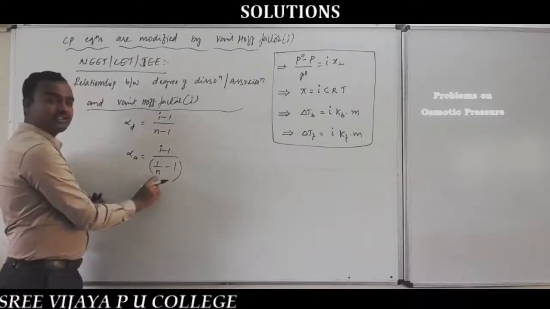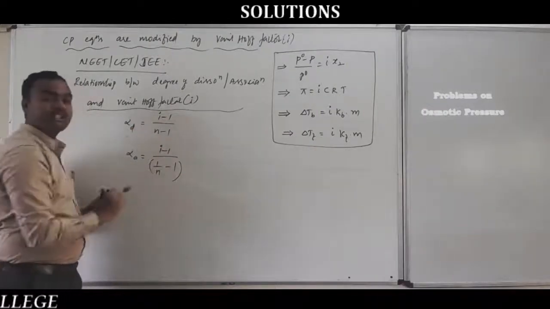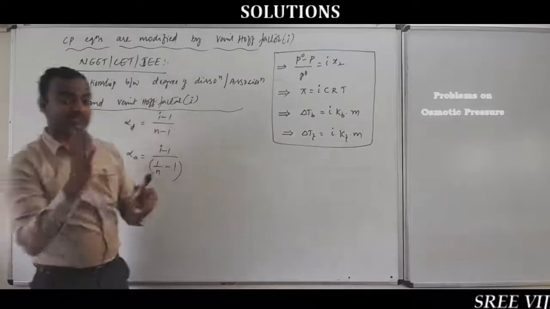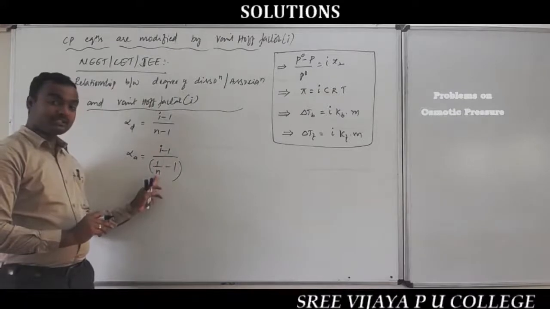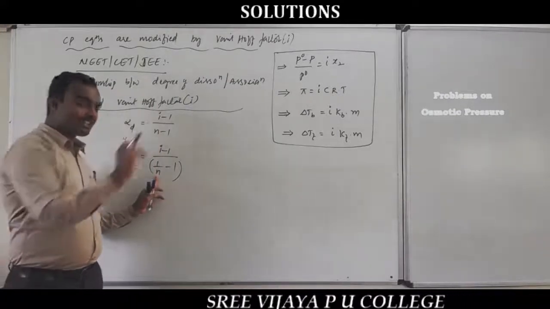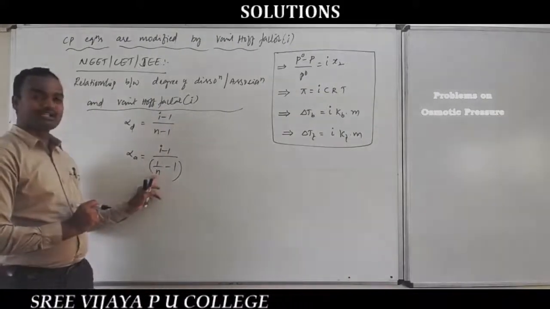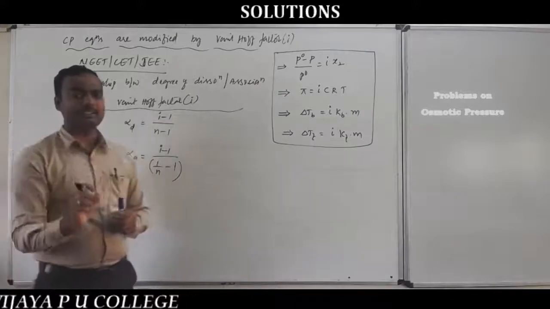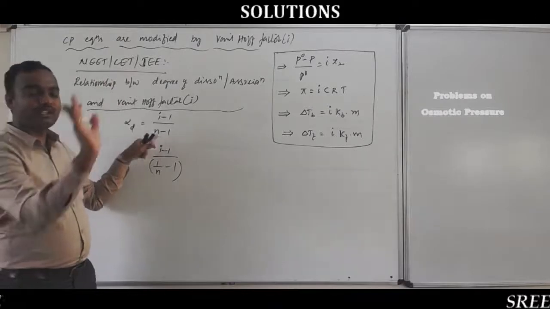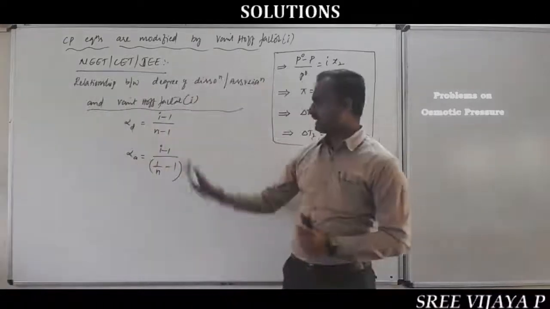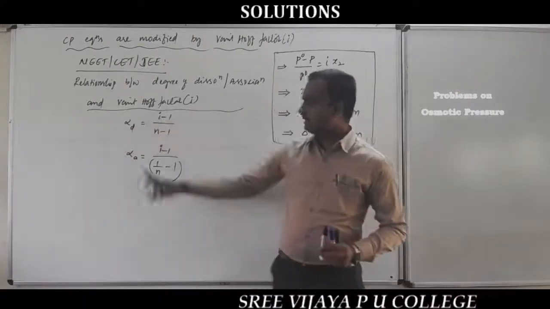If 2 particles associate, it becomes 1 by 2; if 3 particles associate, 1 by 3; if 4 particles, 1 by 4. What do we call it? Dimerization is 1 by 2, where 2 particles associate. Trimerization, 3 particles associating, is 1 by 3. Tetramerization is 1 by 4. So n is the number of solute particles involved in the association, and in dissociation n is the number of particles formed after dissociation. That is the very important relationship between degree of dissociation, degree of association and the Van 't Hoff factor.